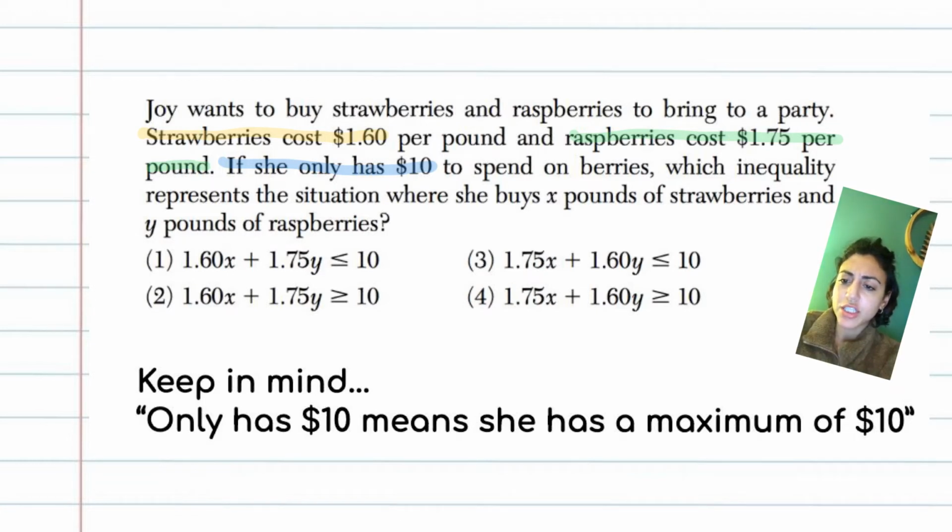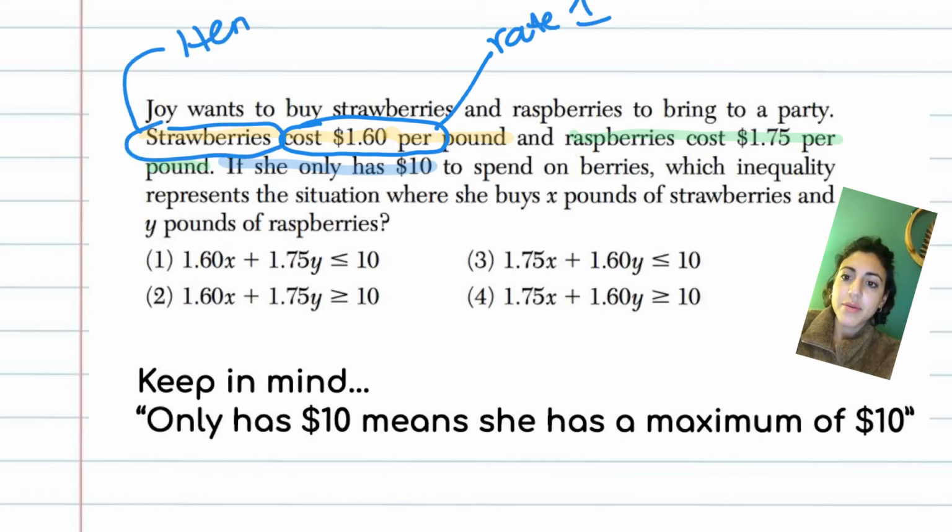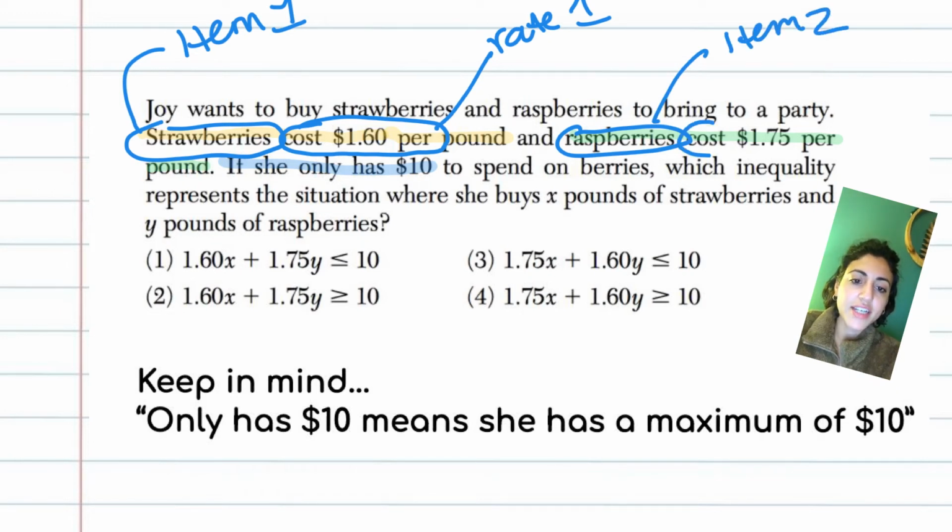So let's annotate this a little bit. Okay, so strawberries cost $1.60 per pound. I forgot to highlight that, per pound. And so we know that per tells us that's a rate, right? So per, we've got our first rate. That's our rate 1. And our item 1 is strawberries. Remember, annotating is so important. Okay, our raspberries are our item 2. And our cost per pound, this is our rate 2.